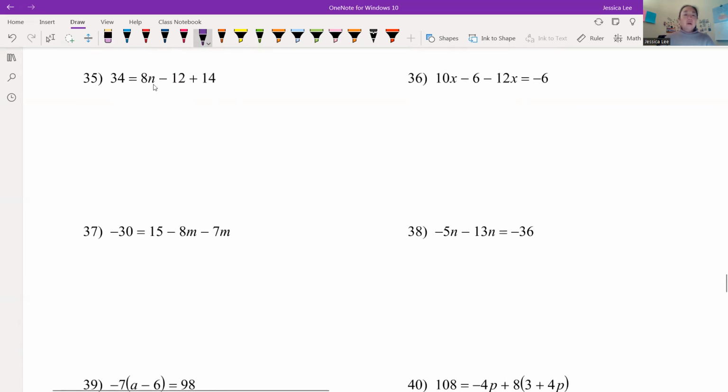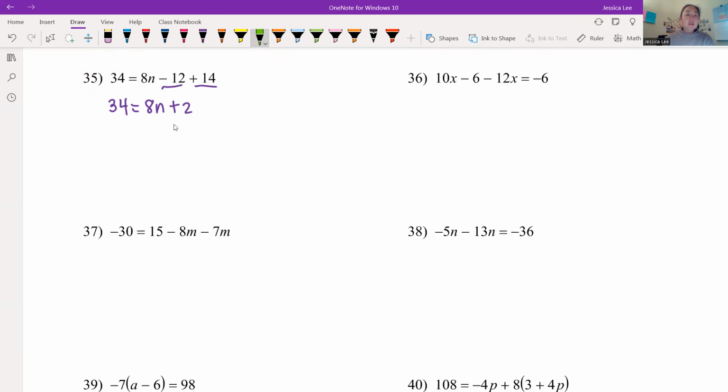So here, again, over here on the right-hand side, I notice we have some like terms, so I'm going to combine those first. It makes life a little easier. So 34 is equal to 8n. And then if we have minus 12 plus 14, we actually end up with plus 2. I think of this like a negative, right? So negative 12 plus 14 is going to be a positive 2. Now, this is a 2-step equation because it's going to take us 2 steps to finish this. Even in algebra 2, you'll be doing stuff like this, right?